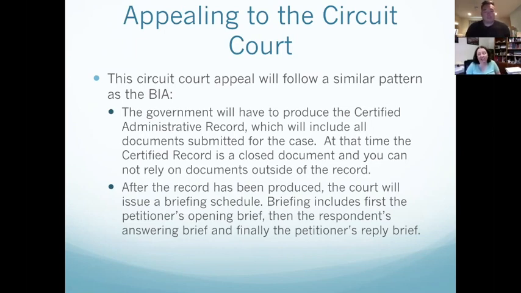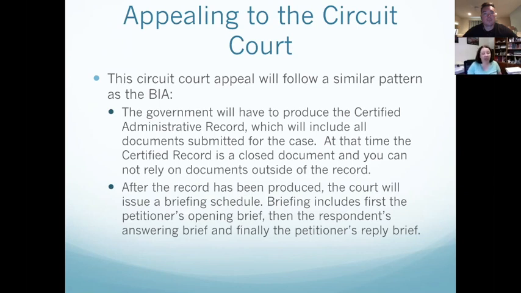And you can't rely on documents outside of that record. That's the only downfall of the certified record, is that you can't then introduce new evidence at that point. And you can't introduce new evidence once the case is at the BIA either, which is why it's so important for you to submit as much as you can at the immigration court level.